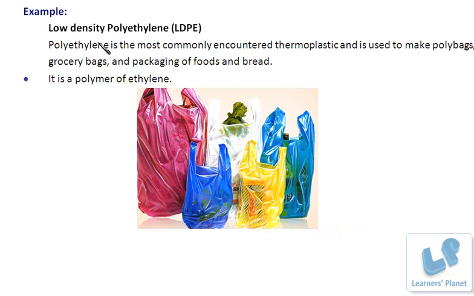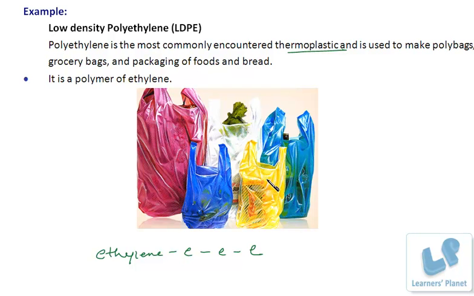One example of plastics is low density polyethylene. As the word suggests, polyethylene means the monomer unit here is ethylene. The single unit is ethylene. That is, ethylene units are linked, forming polyethylene, and it is low density polyethylene. This polyethylene is the most commonly encountered thermoplastic and is used for making polybags, grocery bags, and packing of foods and bread. See, these are made up of low density polyethylene.